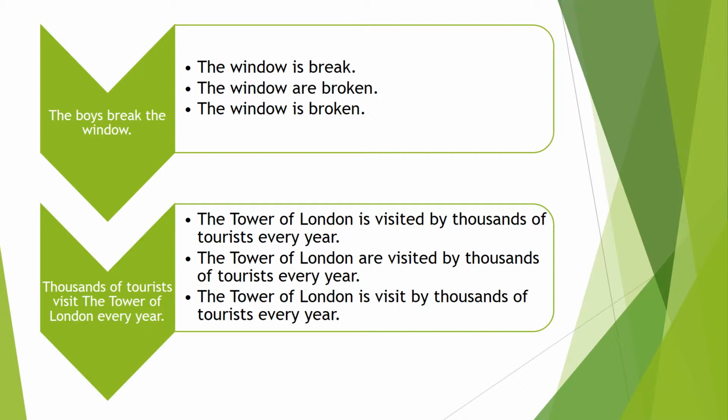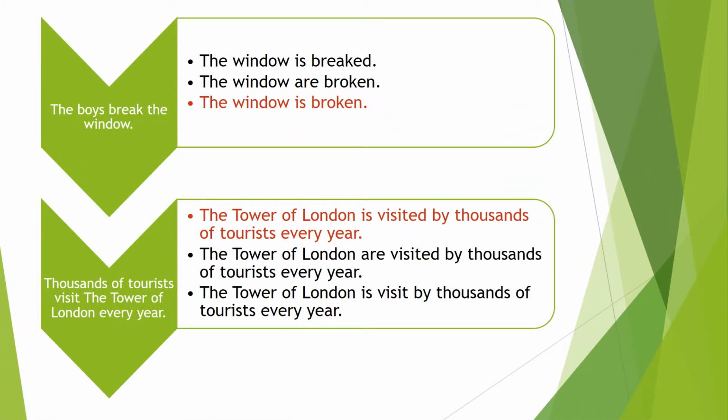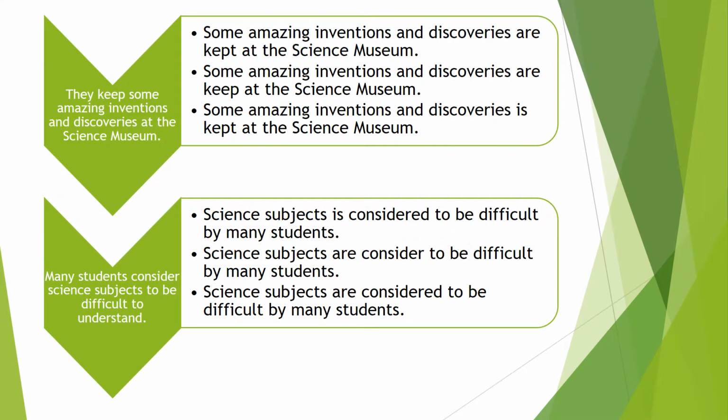The right answers are: the window is broken. The Tower of London is visited by thousands of tourists every year. Next. They keep some amazing inventions and discoveries in the Science Museum. Many students consider science subjects to be difficult to understand.